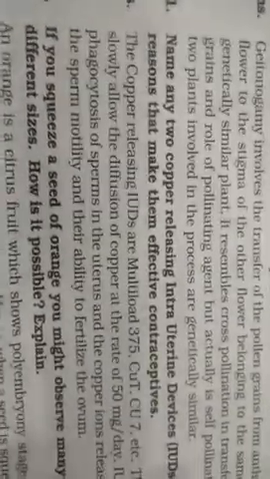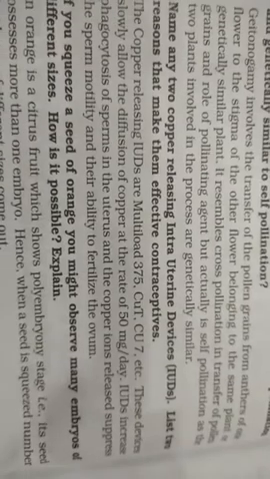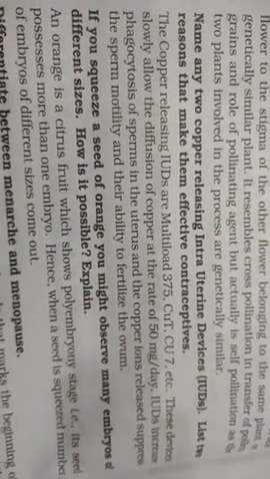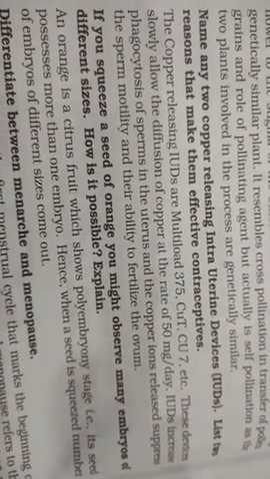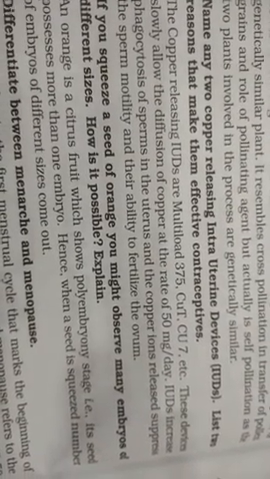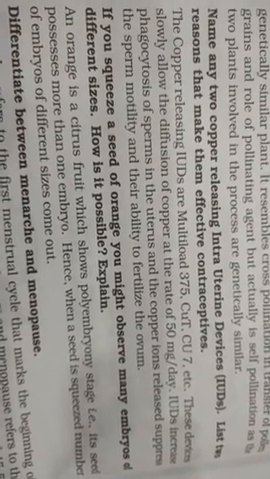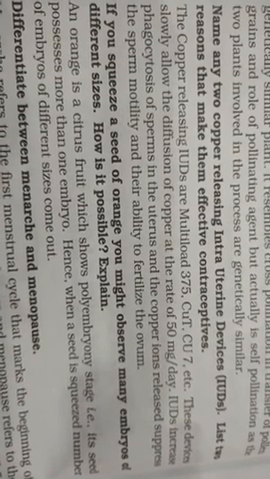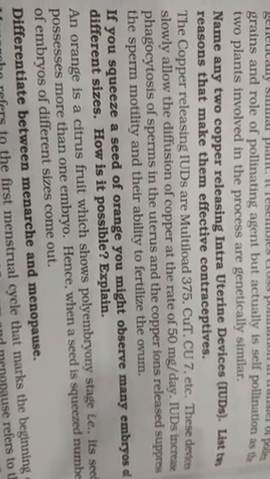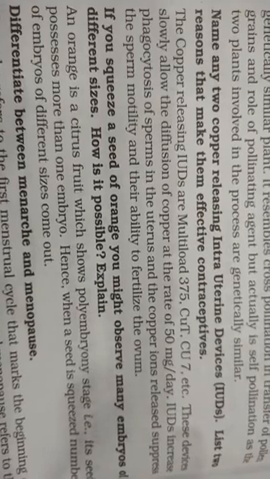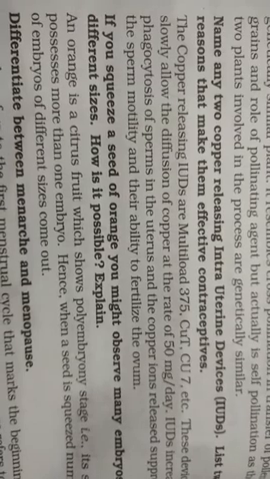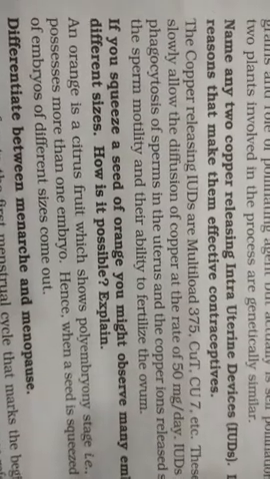Okay, now the next question. Name any two copper releasing intrauterine devices, that is IUDs, and list two reasons that make them effective contraceptives. The copper releasing IUDs are multi-load 375, copper T, Cu7, etc. And these devices slowly allow the diffusion of copper at the rate of 50 milligrams per day. IUDs increase phagocytosis of sperms in the uterus, and the copper ions released suppress the sperm motility and their ability to fertilize the ovum.